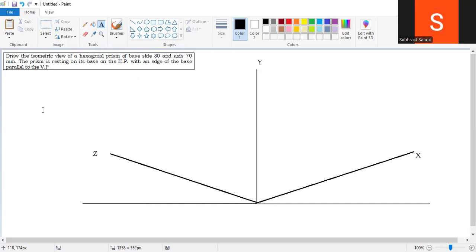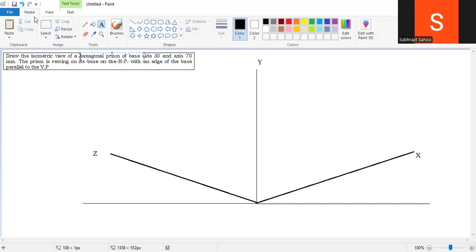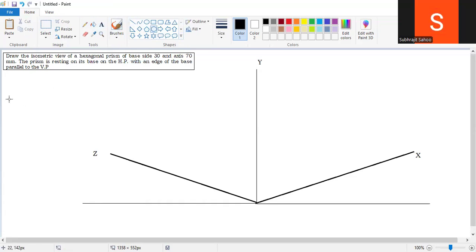In your drawing sheet, in the exam also, before drawing the isometric view for the object given in the question, first you need to prepare that object diagram. Sir, what is the object here? Hexagonal prism. That means you have to draw a hexagon first. Suppose a pentagonal prism is given, then you have to draw a pentagon first. In the exam also, and here also, the same method I will follow. So I have to draw the hexagon here.